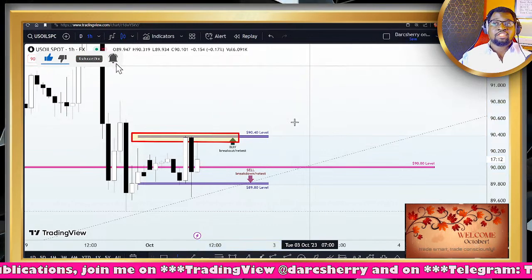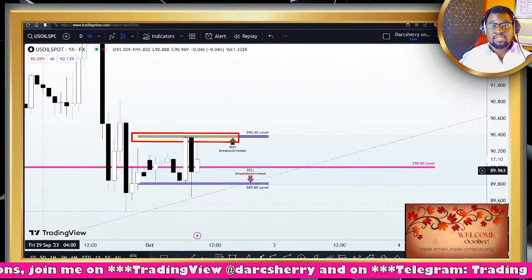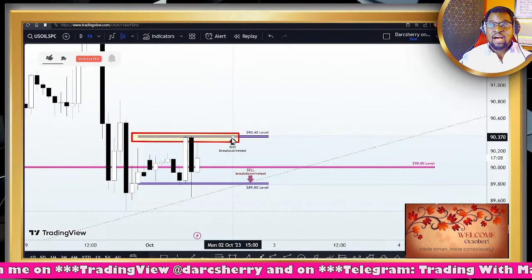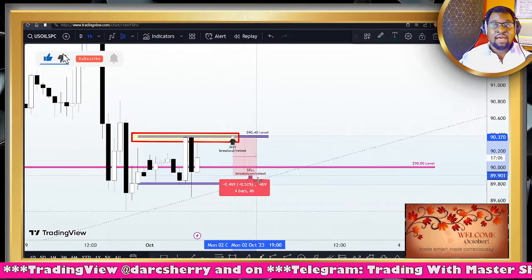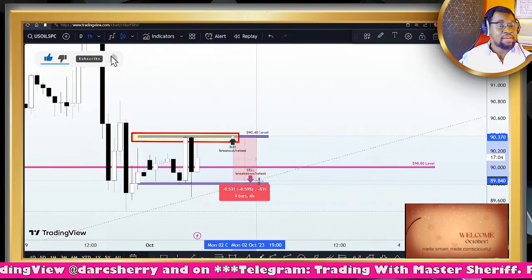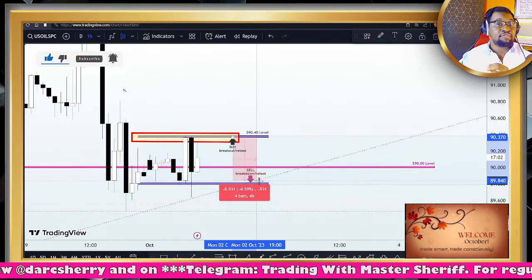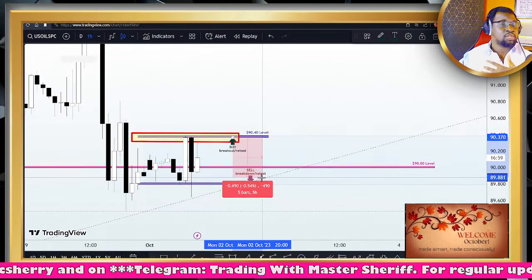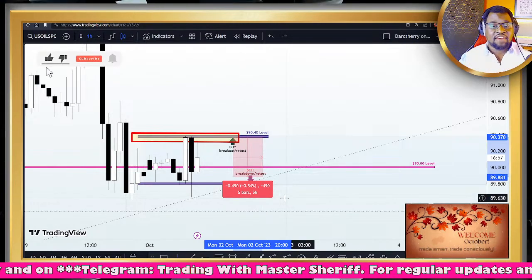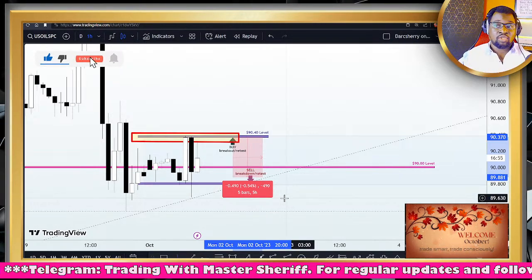So if we are going to be buying above the $90.40 level, we do want to have our stop loss wide enough, capturing right below that key level at the $90 area, which will be dovetailing to about 45 to 50 pips thereabout on this one.